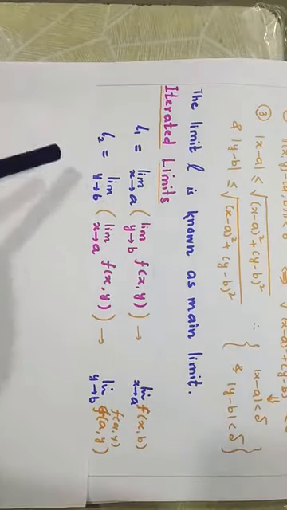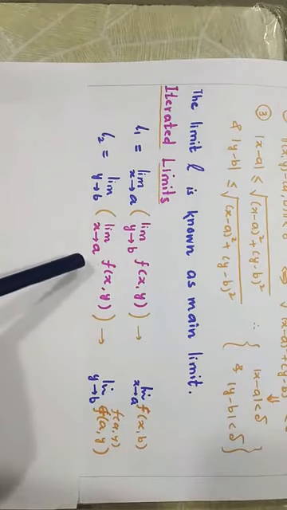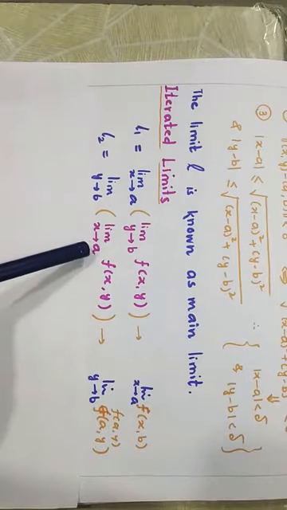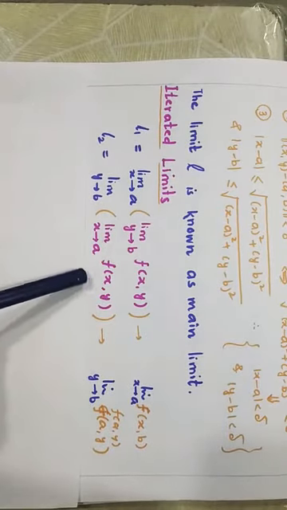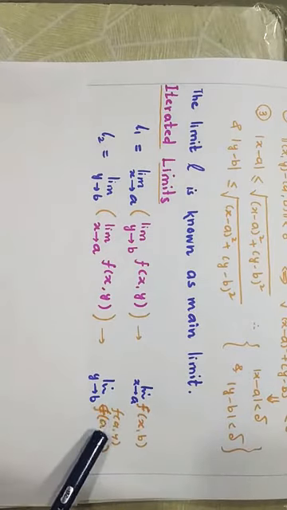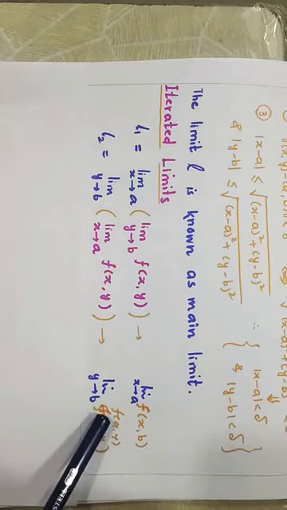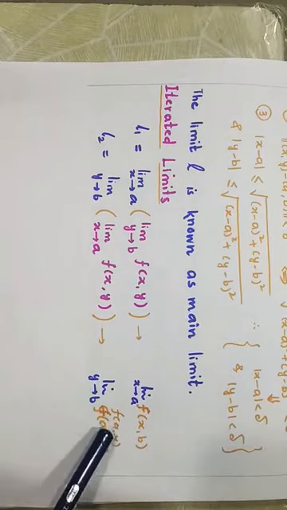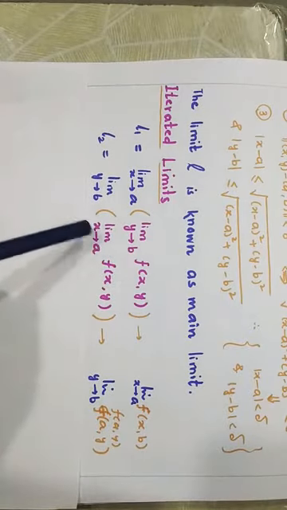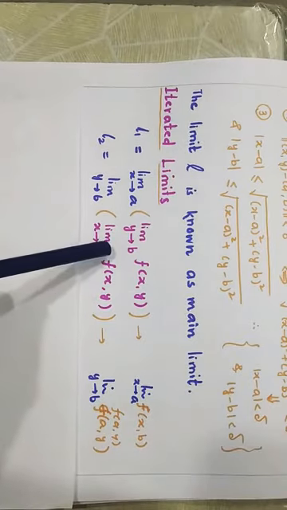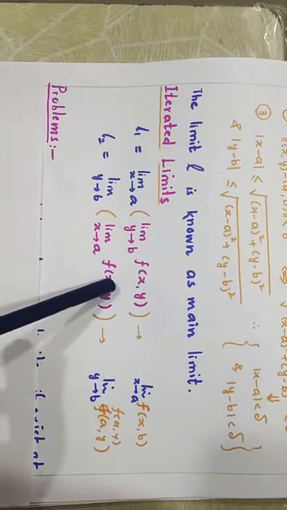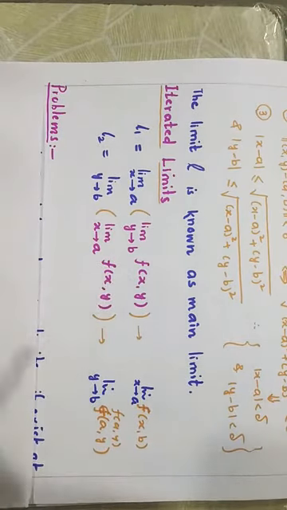Similarly, we can have the other iterated limit: instead of taking first y tending to b, we can consider the limit of f(x, y) as x is tending to a. In that case, y will be constant. So when x is tending to a, it will become some f(a, y). Now we can take the limit as y tends to b. So these are one-by-one limits taken with respect to the variables, and these two limits are known as iterated limits. Let us see the problems on iterated limits and main limit.